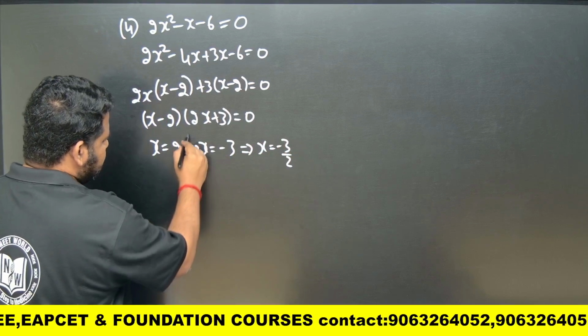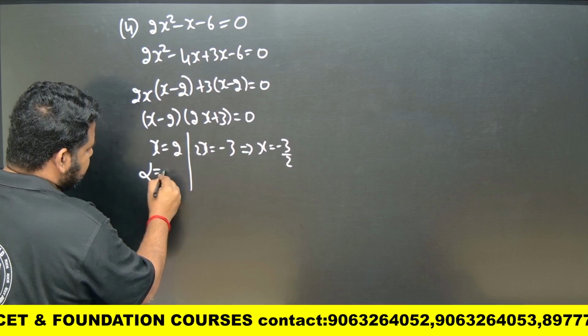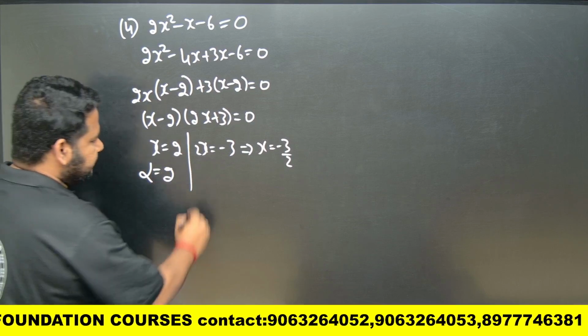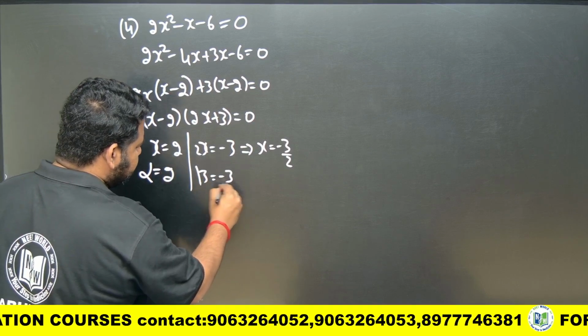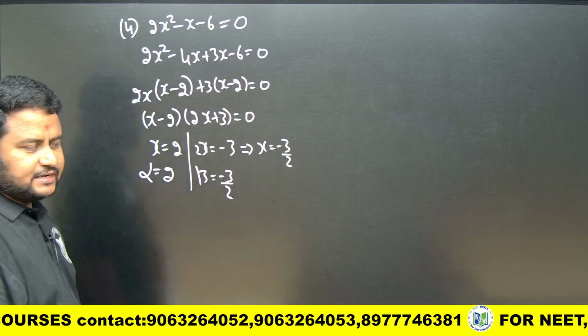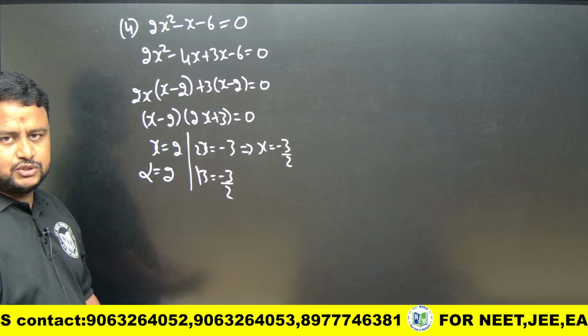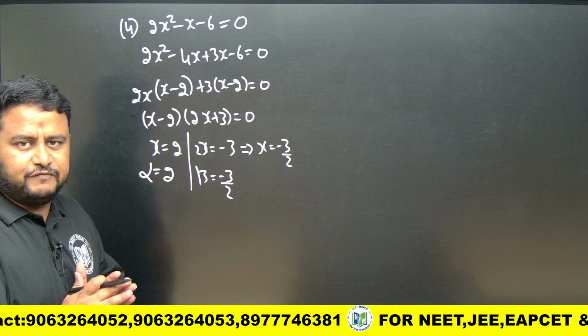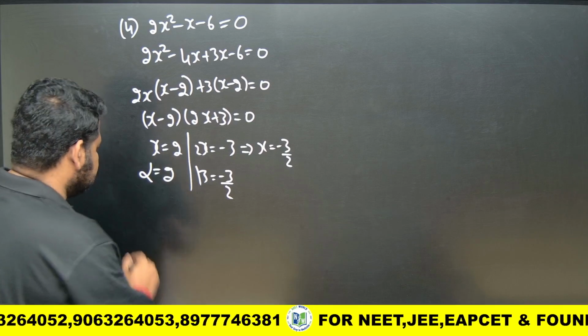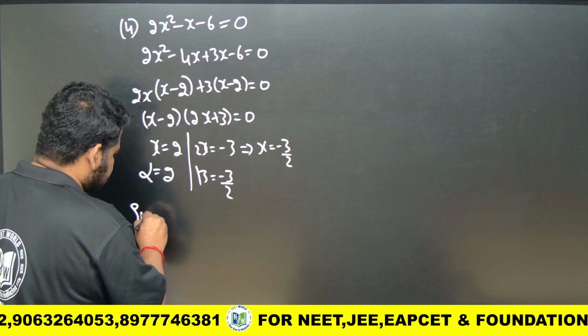So this is one thing. Alpha is equal to what, friends? Alpha is equal to 2. What is beta? Beta is equal to -3/2. Okay, alpha is 2 and beta is -3/2. Now what should we do? We have to find the relation between zeros and coefficients. So I should find the sum of the zeros and the product of the zeros.